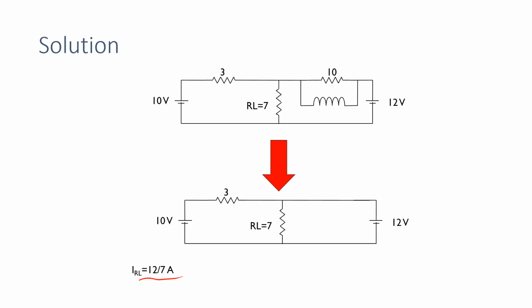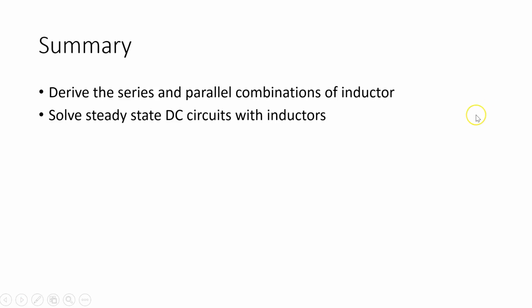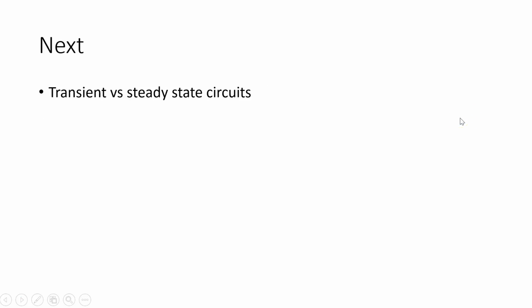So this time we looked at the series and parallel combinations and solving the steady state circuits when there are inductors in them. And next time we're going to look at transient. We've been talking about how some of this analysis holds only for steady state circuits, so we're going to start to look at what it means to be transient and how that changes our analysis.